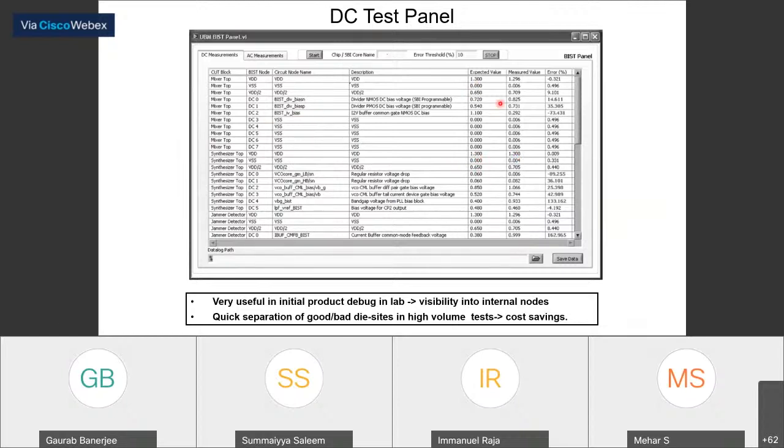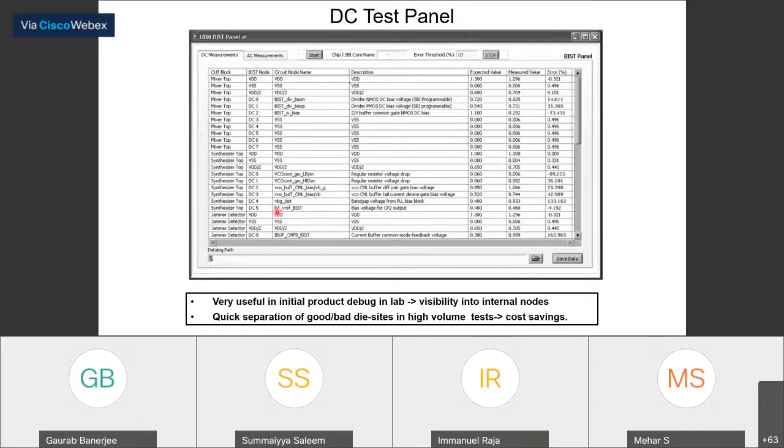And the designers had supplied the expected values, and we were able to see the measured values and find out deviations. This is extremely useful because it is very similar to what the digital people call IDDQ testing. Those of you who are familiar with the terminology know that in every chip, if you power up the chip and it doesn't sink the right amount of current from the power supply, in a digital chip, then you know something is wrong.